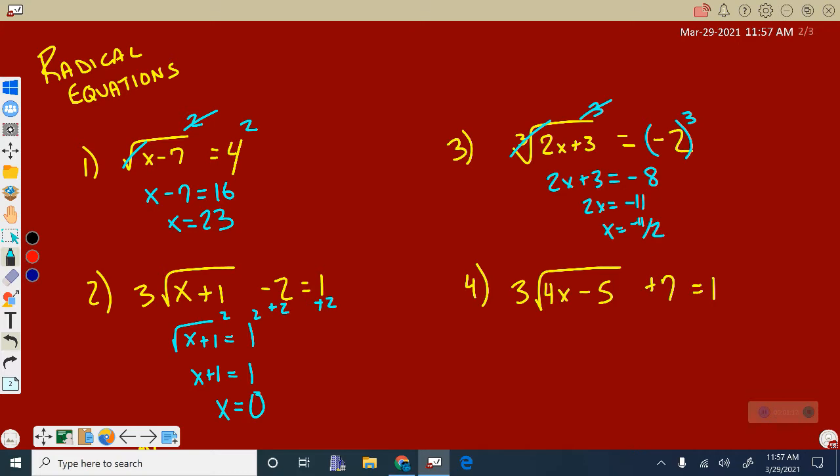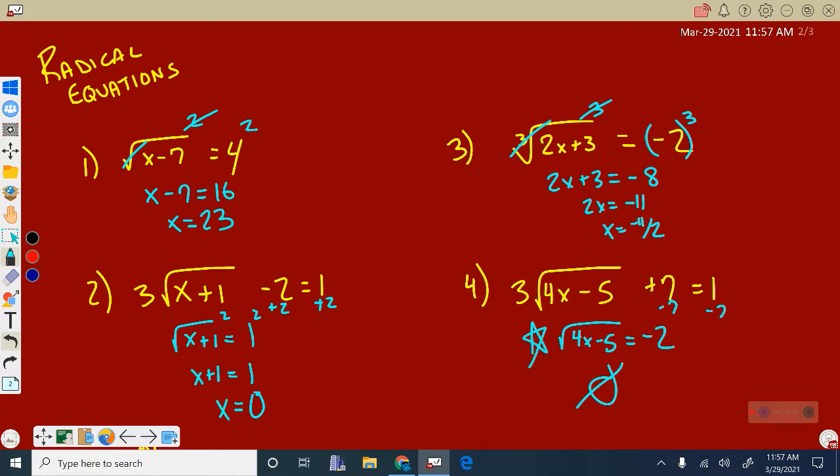And this last one, so kind of like number 2, we first need to subtract over the 7 and divide by 3, which gives you 4x minus 5 is going to equal negative 6 divided by 3, which gives you a negative 2. So what we would be trying to do is squaring both sides at this point. The issue is we have an equation now that we already know is not true. No solution will exist. A square root cannot equal a negative number.